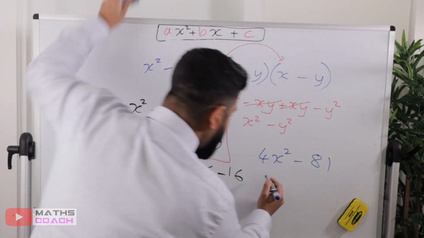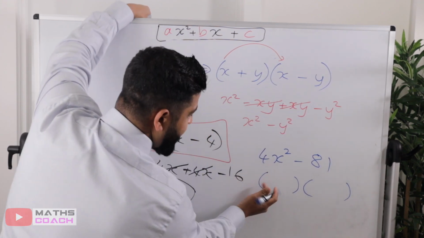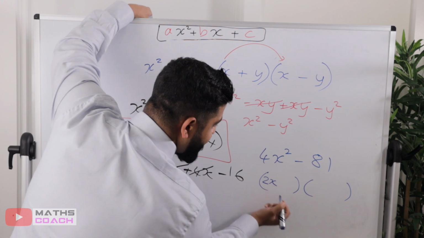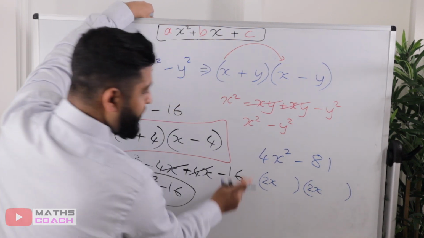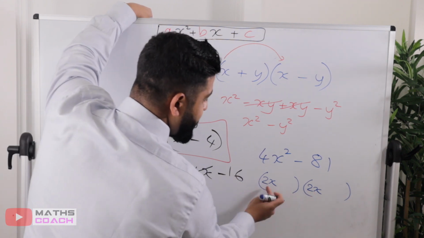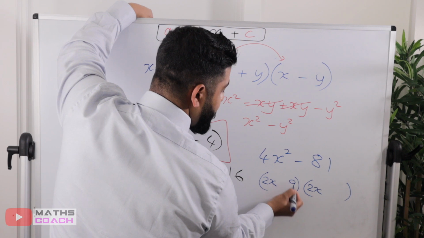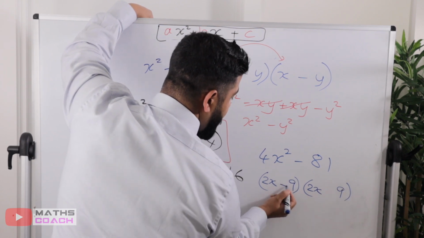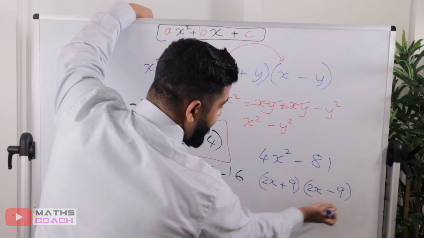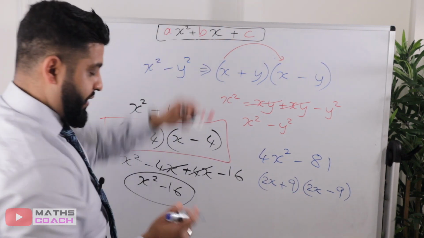So what did you get? You should have got two brackets here. In the first bracket, you'll write down 2x and 2x. Why? Remember, the square root of 4 is 2. So 2x and 2x in both brackets. Now 81: 9 times 9 gives you 81. So you'll write a 9 there and a 9 there. One plus, one negative. And this is 4x squared minus 81 factorized. That's the factorization of that.